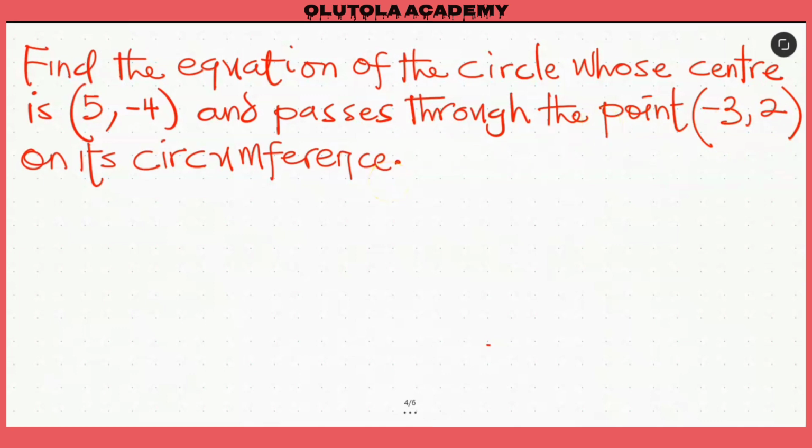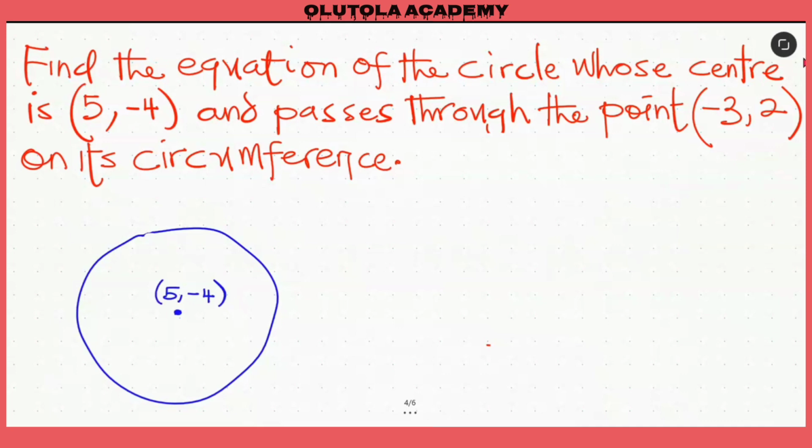So the first thing I'm going to draw here is my circle. I have my circle now, and the circle has a center. The question says the center has coordinates (5, -4). I'm going to call that O. That's my center. Then I have a point on the circumference with coordinates (-3, 2). I will call this point P.